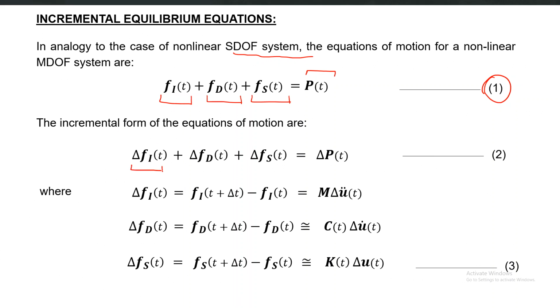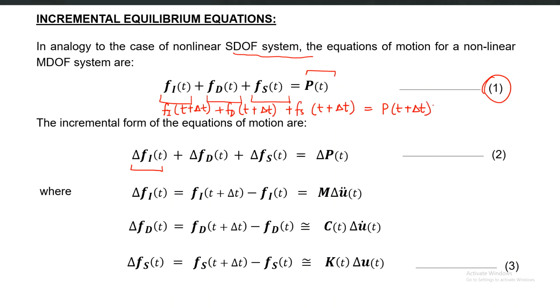If we write the equation of motion for any time t and t plus delta t, and then subtract the equation for t from the equation for t plus delta t, that equation will be fI of t plus delta t plus fD of t plus delta t plus fS of t plus delta t will be equal to P of t plus delta t.